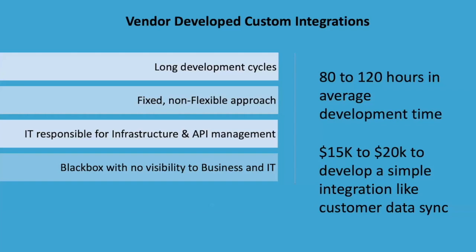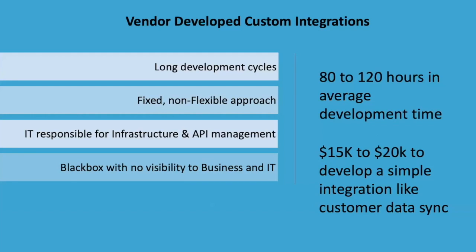There is no visibility for business and IT on that. Another big problem with this approach is IT is responsible for both infrastructure and the API management. When I say API management, for the applications, if there is any API deprecation or any changes to it, IT needs to monitor that on an ongoing basis, and that's a pretty complex process, particularly if you are running 60 to 70 applications within the enterprise.